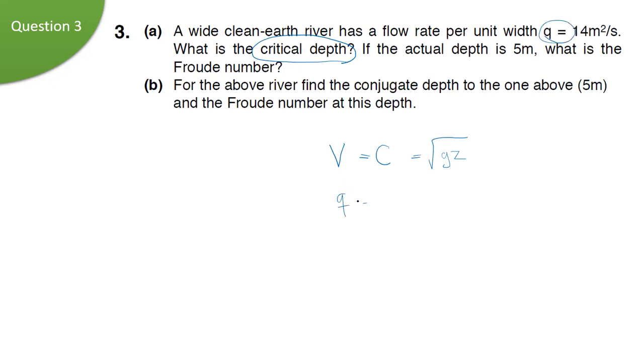Flow rate is velocity times the depth, and so it becomes, it equals, and we have the flow rate, as it says, it is 14, and we have g, and we can calculate z, which is 2.75 meter. So for the Froude number, we need u or v over square root of g z.